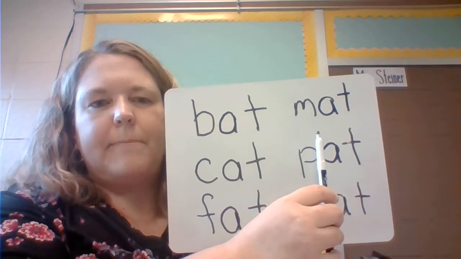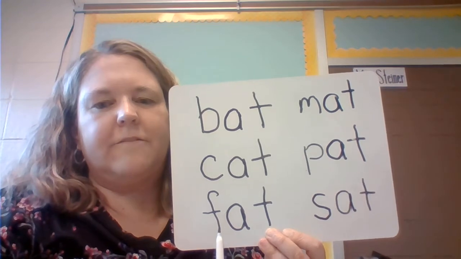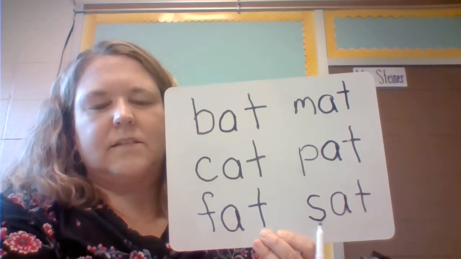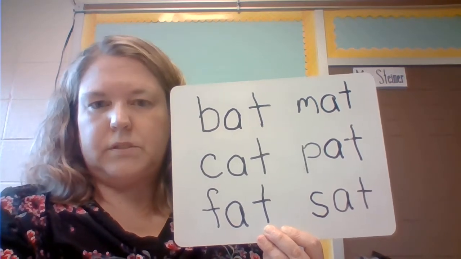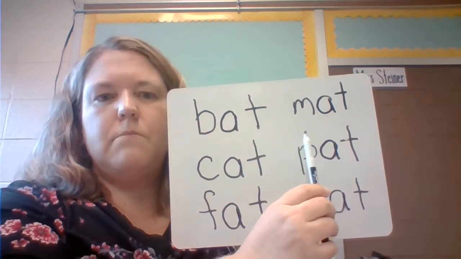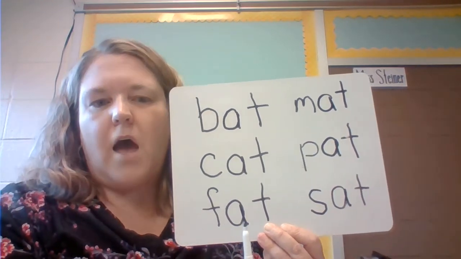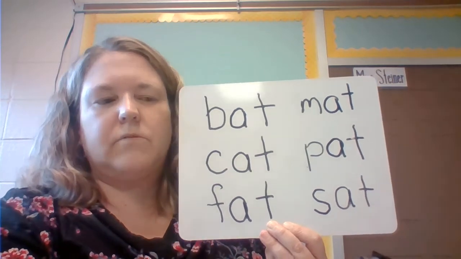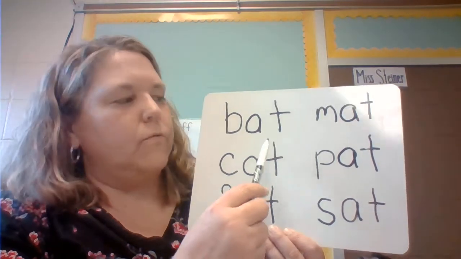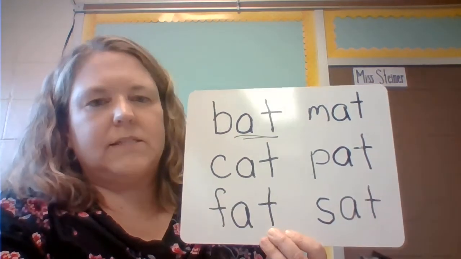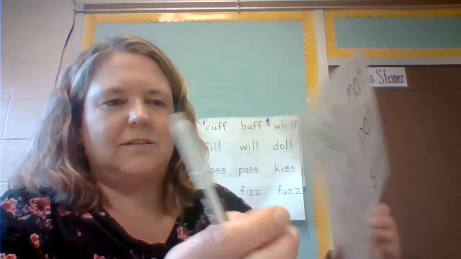Bat, mat, cat, pat, fat, sat. And let's read them one more time in a real fancy voice. Bat, mat, cat, pat, fat, and sat. That was our fancy voice that we just read in. So remember that our new pattern today is AT says at. What does AT say? At. Very good.